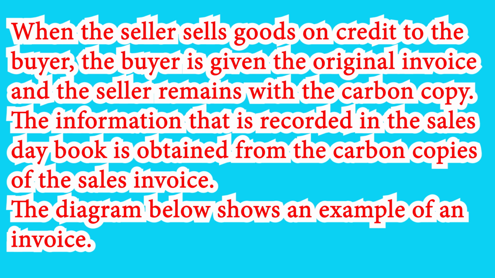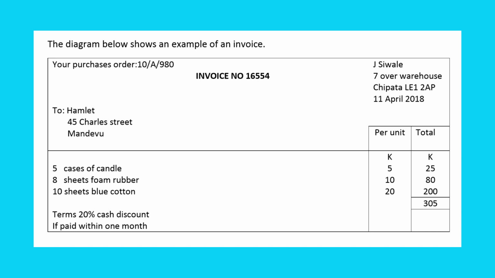In this example of an invoice, we have your purchase order, which is 10/A/980. Then we have the invoice number, which is 16,554. Then we have the seller on the top right, J Siwale, whose location is 7 Overwarehouse, Chipata LE12AP. The date it was issued is 11th of April 2018.